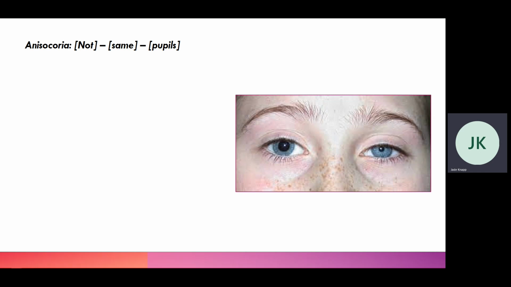So it could be that she's got a dilated right pupil and she just happens to have an upper lid on the left-hand side, which is a bit lower than the right. So yeah, it might be a Horner's, but you need to assess her.